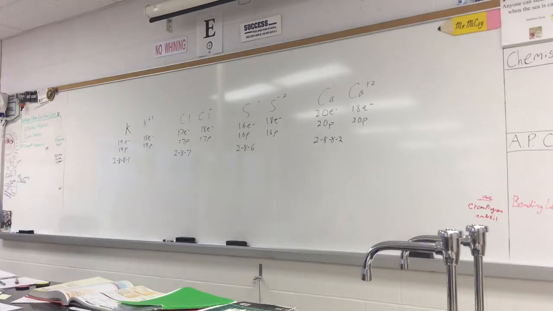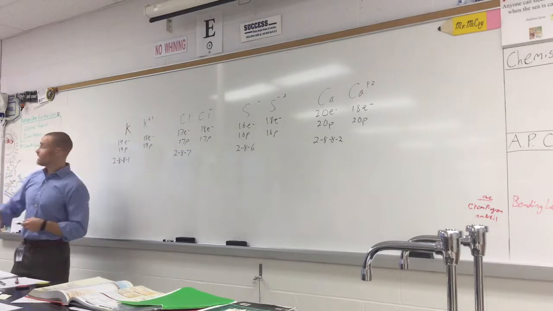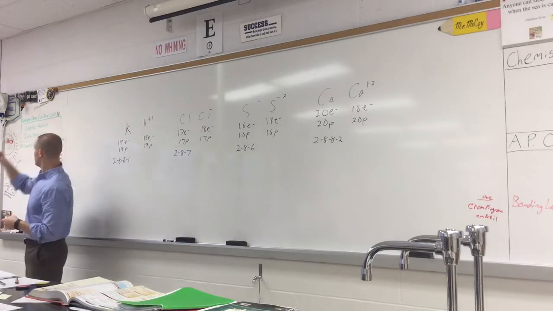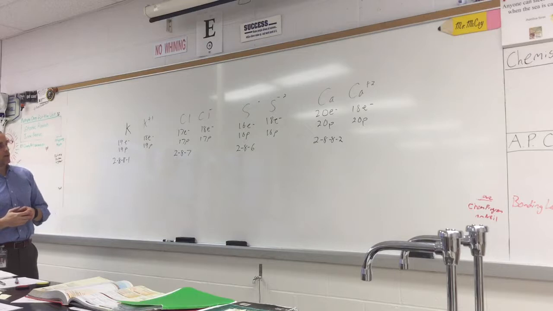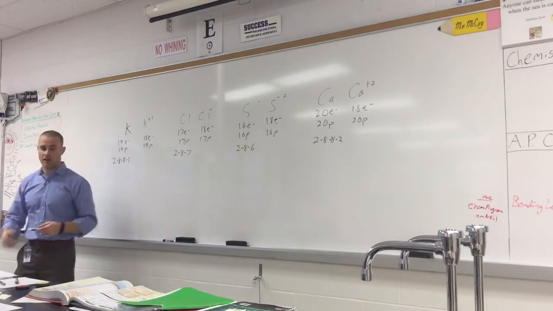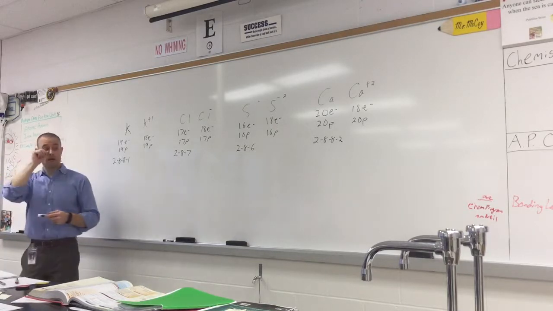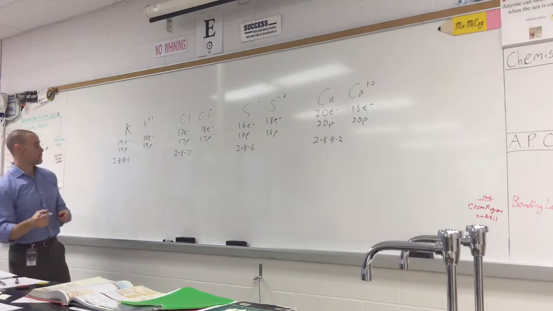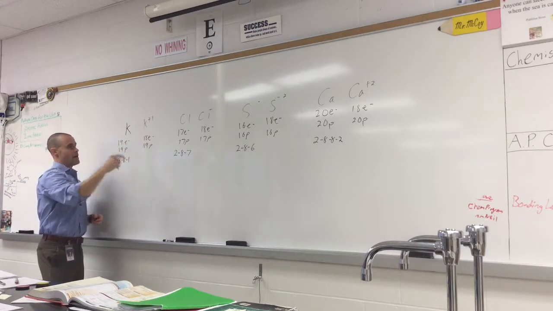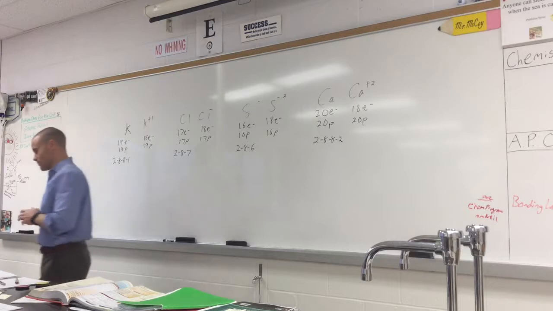I'm going to teach a whole bunch of things at once here. We're talking about radius again today. I didn't have you look those up. I should have. So look those up for tomorrow. I don't know if I have any other homework for you, but at least you can write those down in your notes. Those two words: atomic radius, ionic radius. K plus, Cl minus, S minus 2, Ca plus 2.